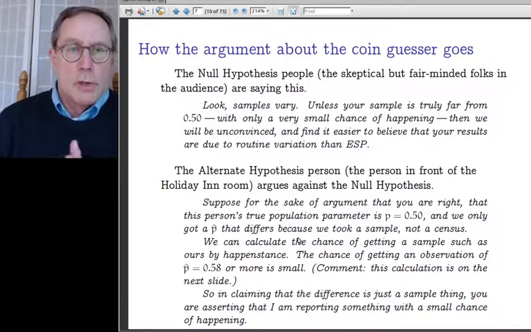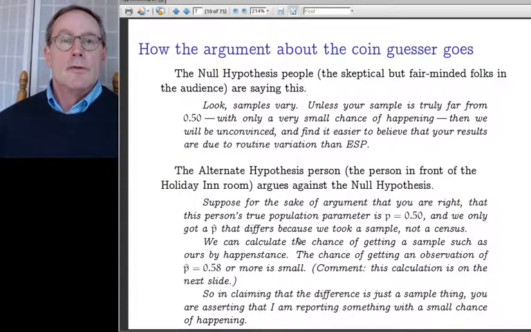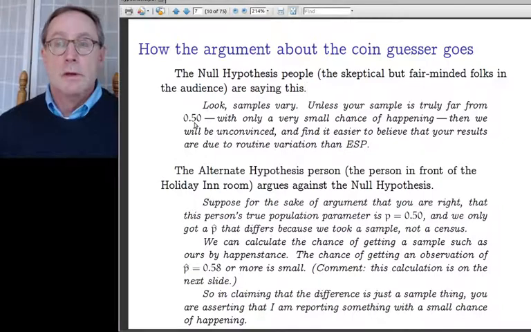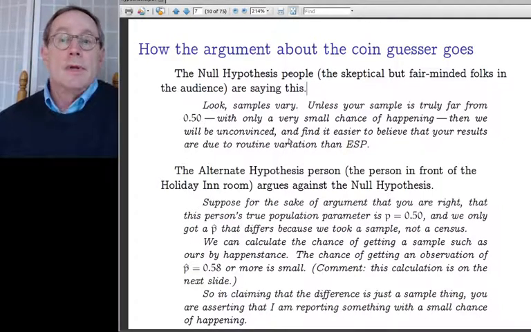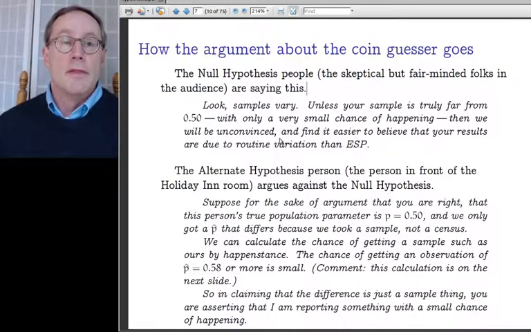Okay, anyway, now we get to the meat of the matter, how the argument goes about the coin guesser. So we have the two folks, the folks in the seats and the person in the front of the room. The folks in the seats, the skeptical but fair-minded, they're willing to be persuaded if you can provide them with evidence. They say, look, samples vary. Unless your sample is really far from 0.50, and what I mean by really far from 0.50 is it has only a very small chance of being there by happenstance, by luck. Unless your sample is truly far from 0.50, then we'll be unconvinced. We're going to ask you for more evidence than you're providing us with. And we'll just find it easier to believe that your results are due to routine variation than to assume there's something new in the world. So that's what the null hypothesis people are saying. They're saying, look, the default case is that it's routine sample variation. You've got to prove it otherwise.